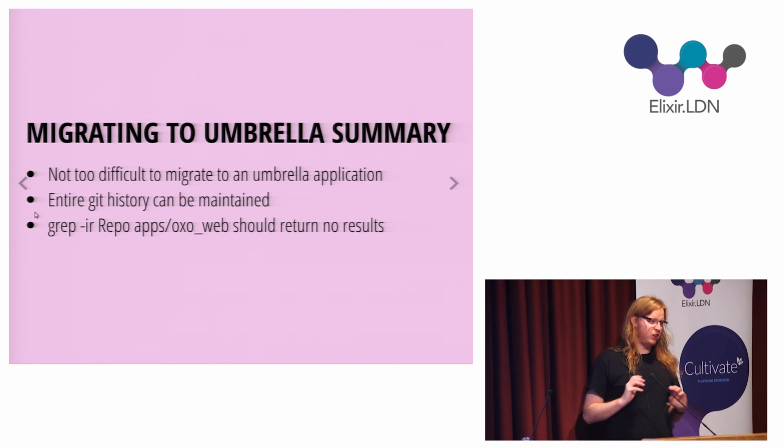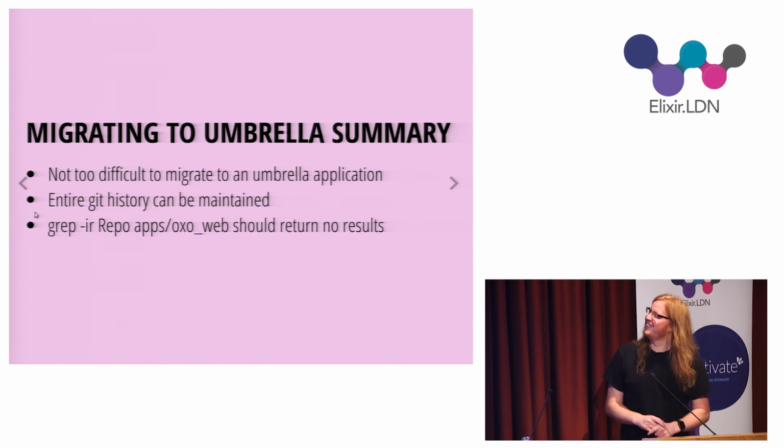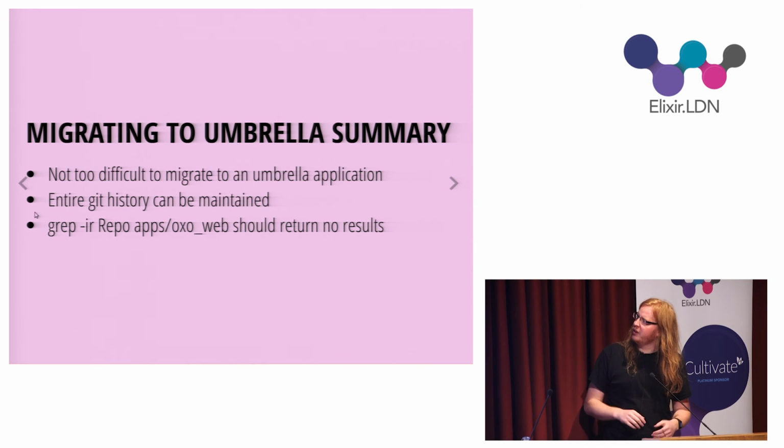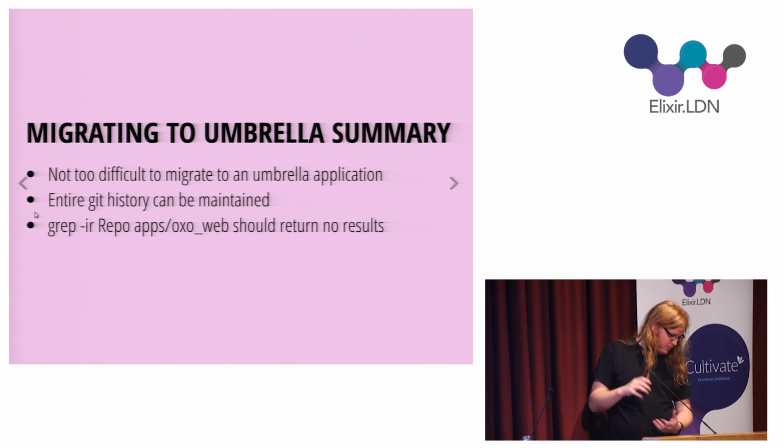So just to summarize, migrating your application to an umbrella is not too difficult. I'm not going to tell you how many story points it is, but in my opinion, it's not too difficult. And, again, I don't want to bang on about Git, but I really do, you can do it in a way that preserves your entire Git history. So if you do write good commit messages, you'll get the benefits there.